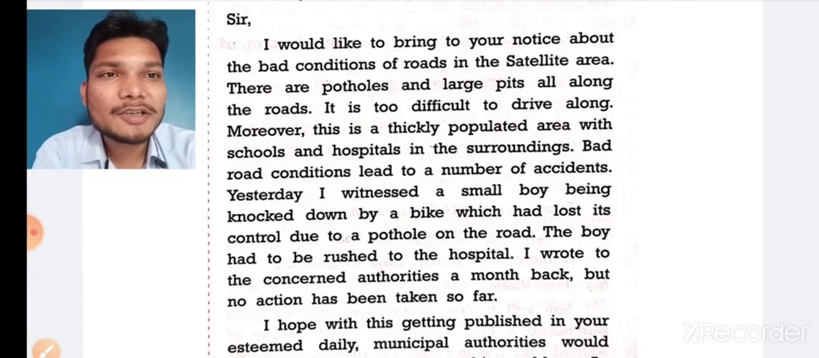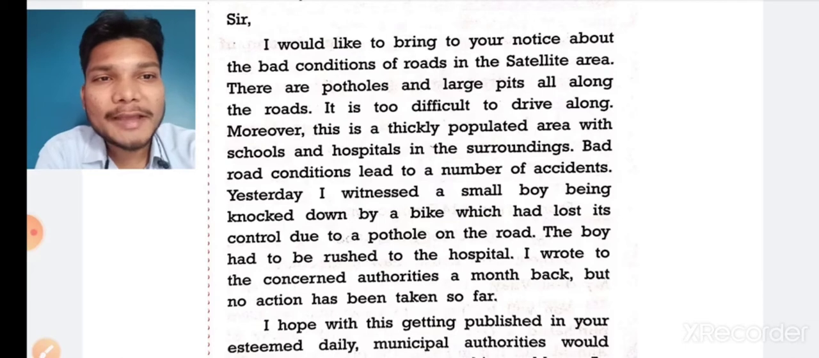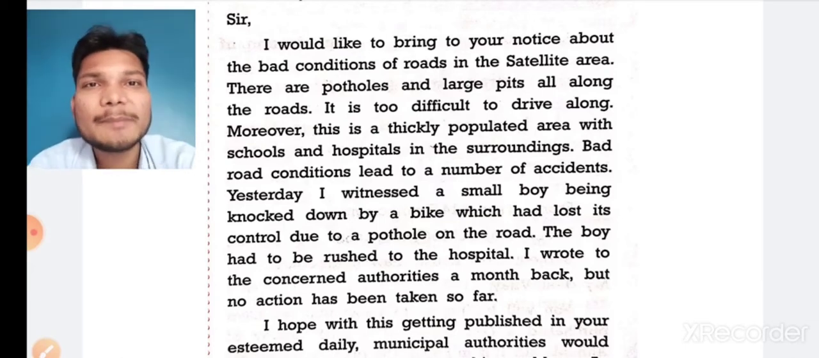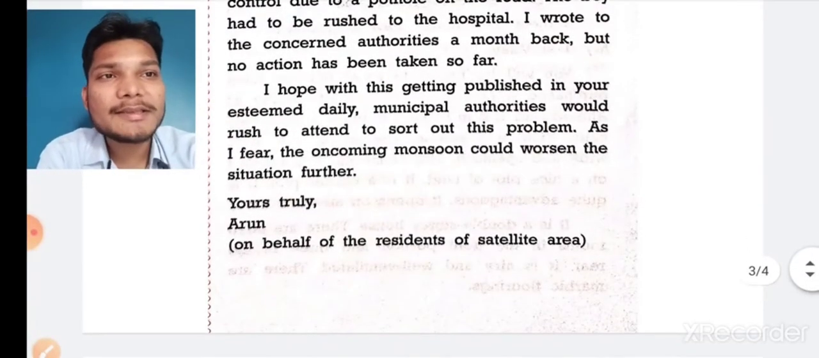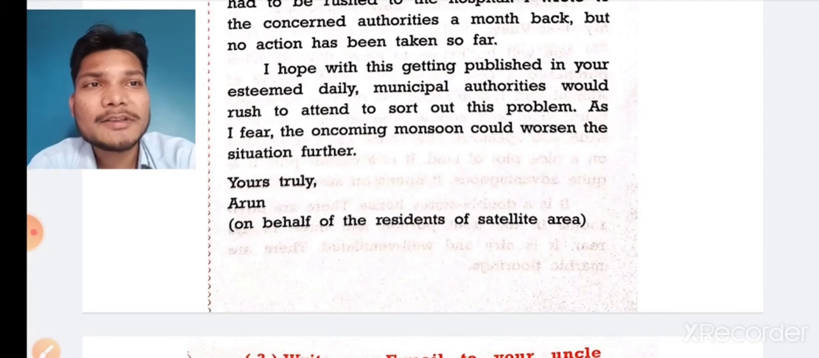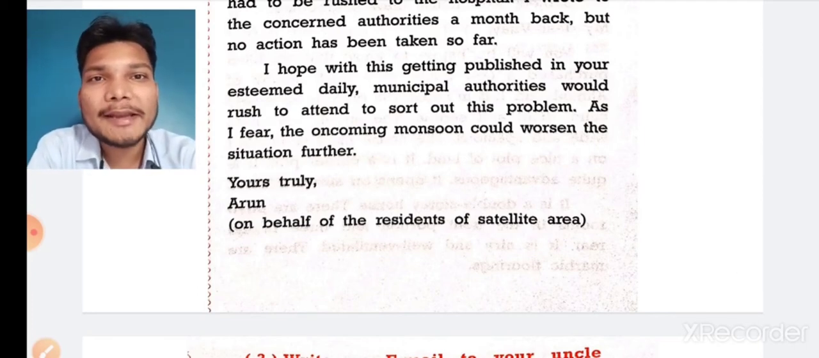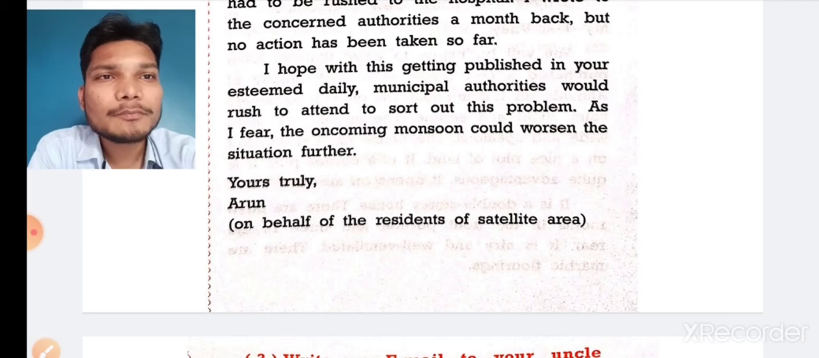Bad road conditions lead to a number of accidents. Yesterday I witnessed a small boy being knocked down by a bike which had lost its control due to a pothole on the road. The boy had to be rushed to the hospital. I wrote to the concerned authorities a month back, but no action has been taken so far. So here you are describing the whole condition, what is happening with the bad roads in your area. I hope with this getting published, now you are requesting that person to please publish this so that we can get a solution.